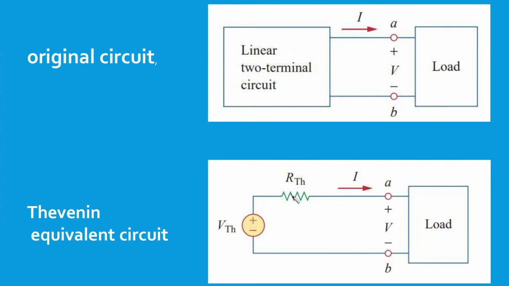In general, in a given circuit, sometimes a few elements are variable, just like a load resistance, let's say RL. The load resistance RL may be variable, right? All the non-variable elements of a given circuit can always be replaced by this voltage source in series with the resistance RTH. That is very important, right?